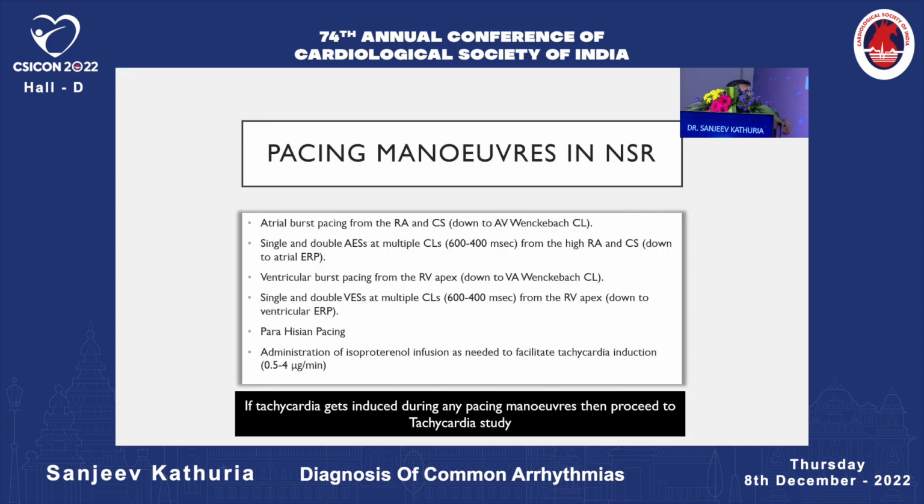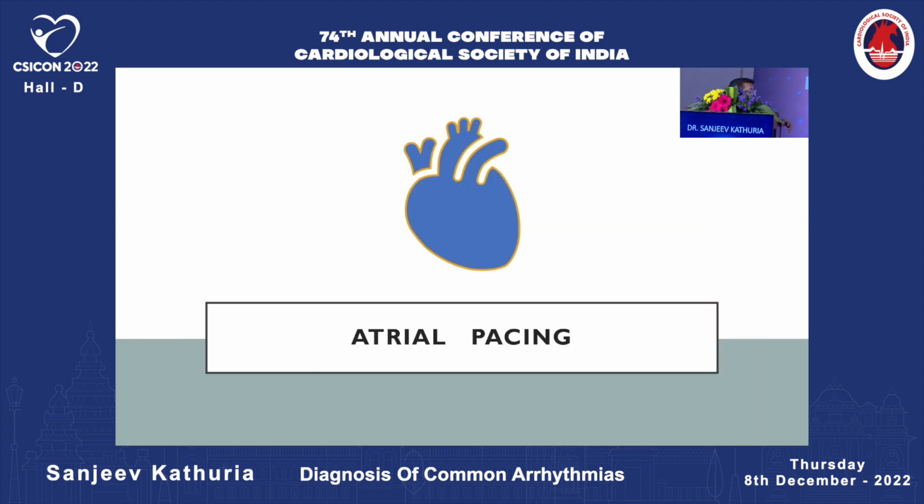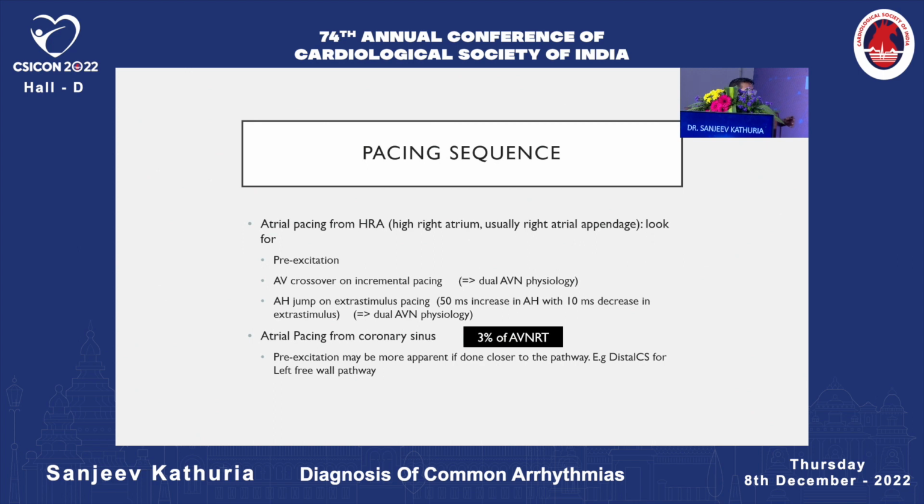So what are your observations during atrial and ventricular pacing? When you think of a pacing maneuver, you think of burst pacing, AES 1-2 pacing, ventricular pacing at different cycle lengths from different sites in your ventricular channel and the atrial channel, and then think of parahisian pacing. So let's see atrial pacing. How do you do an atrial pacing?